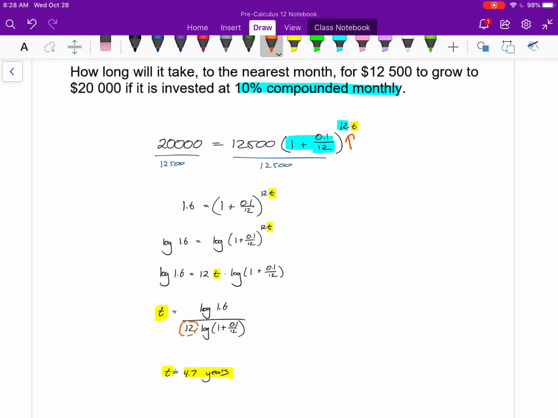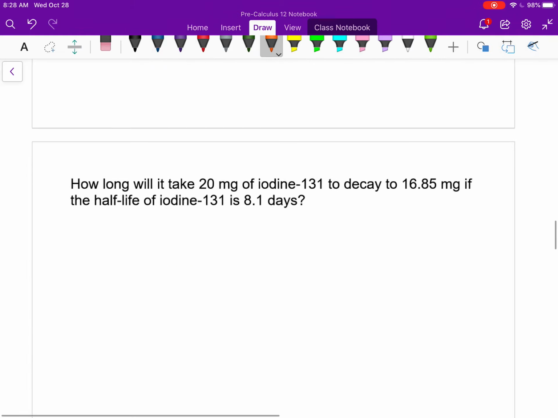And again, you always have choices. The key is, do you understand what you've done? All right, let's look at this question.